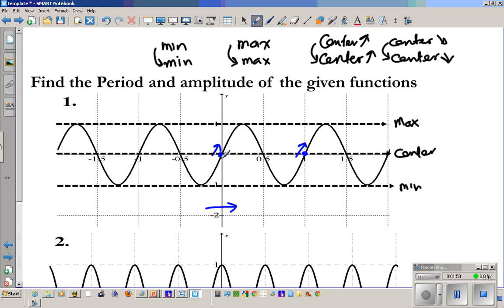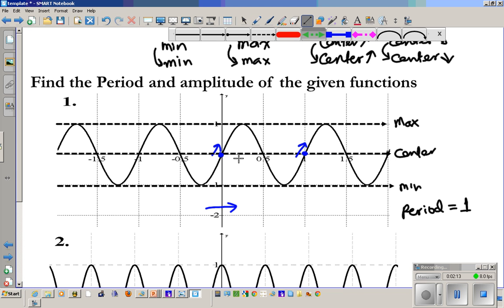So how long is it from here to here? Every box is 0.5, so go 0.5 and 1. So in this problem, your period equals 1 unit, okay? Because it's basically the distance from this 0 right here all the way to that one right there. That's your period.